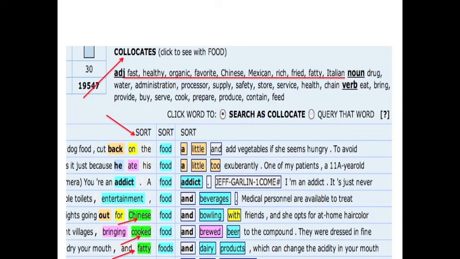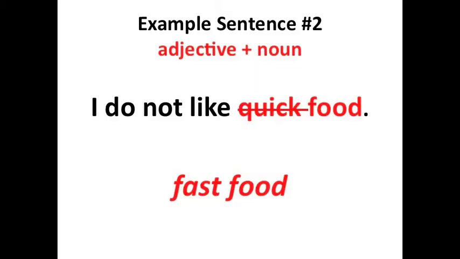I think I know which adjective I can use. So let me go to my sentence and correct it. I think fast food is a correct choice. I do not like fast food.